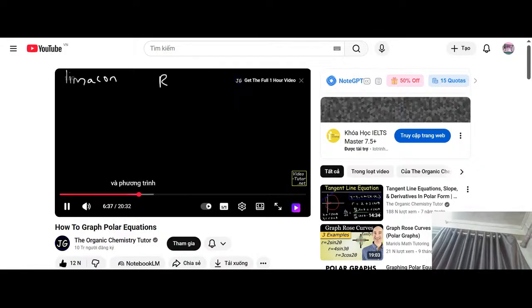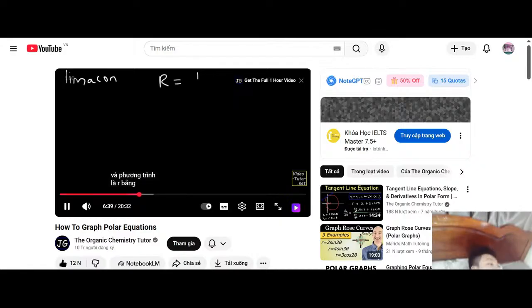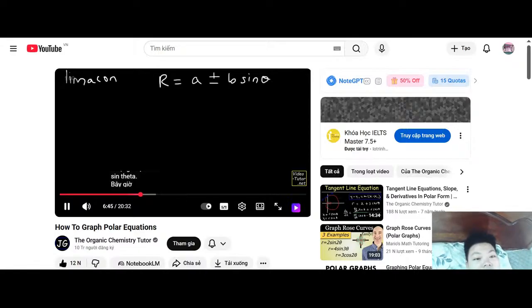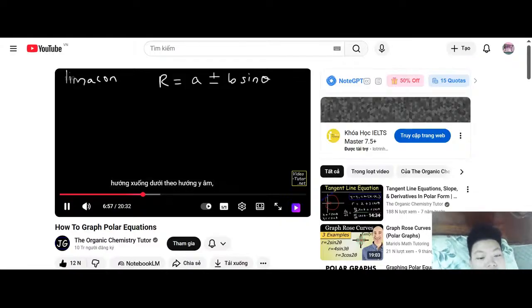And the equation is r is equal to a plus or minus b sine theta. Now, with the positive sign, it opens towards the positive y-axis, that is in the upward direction. Negative sign opens in a downward direction, in a negative y direction.